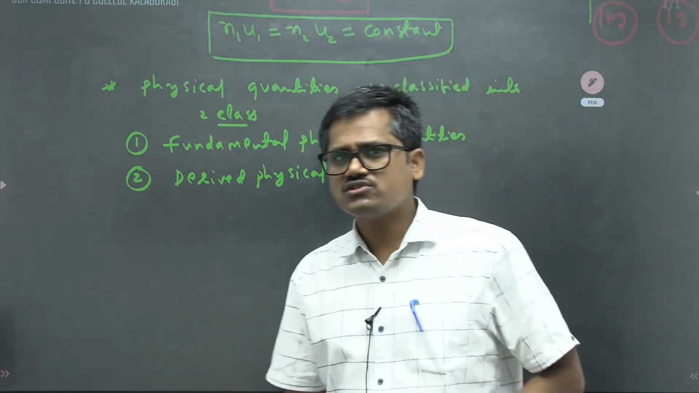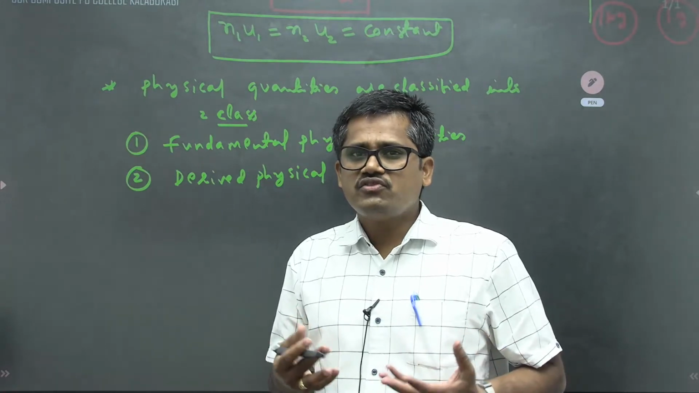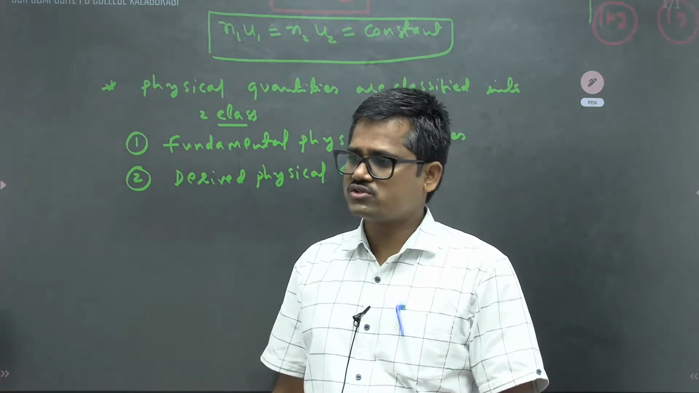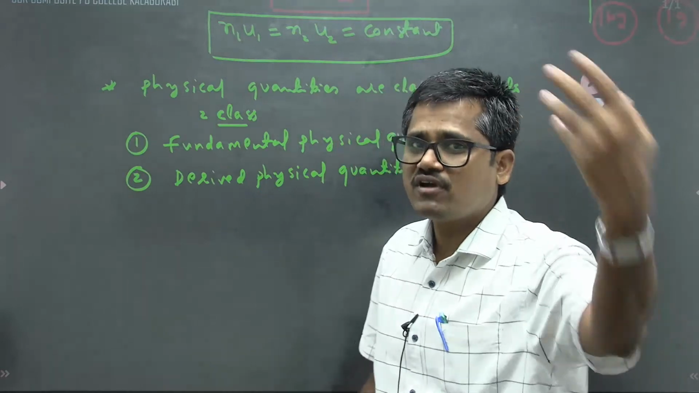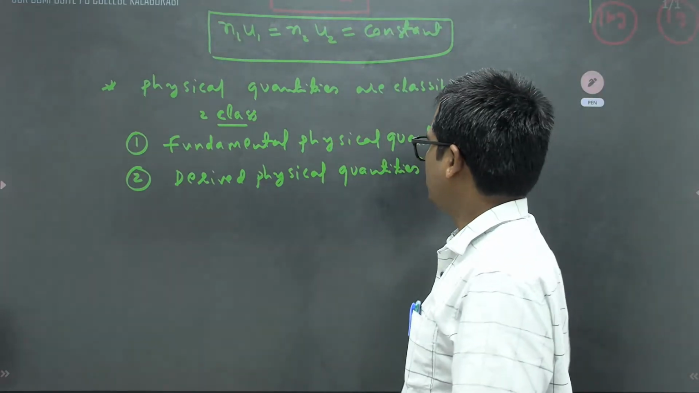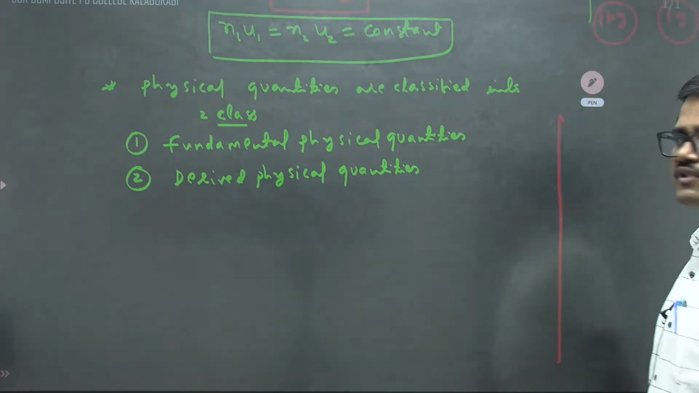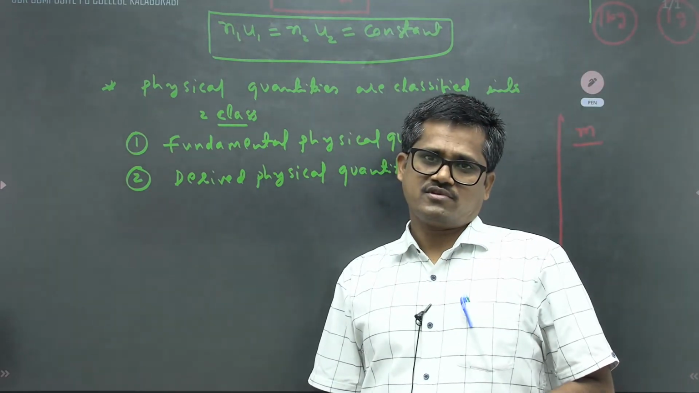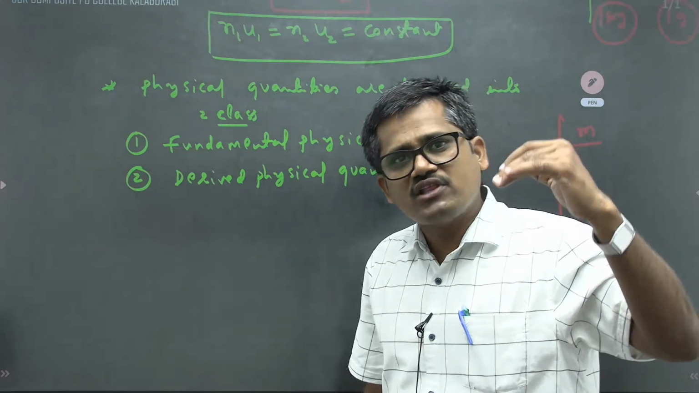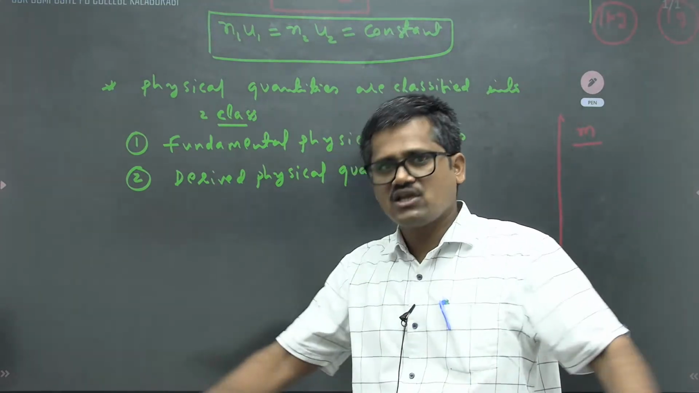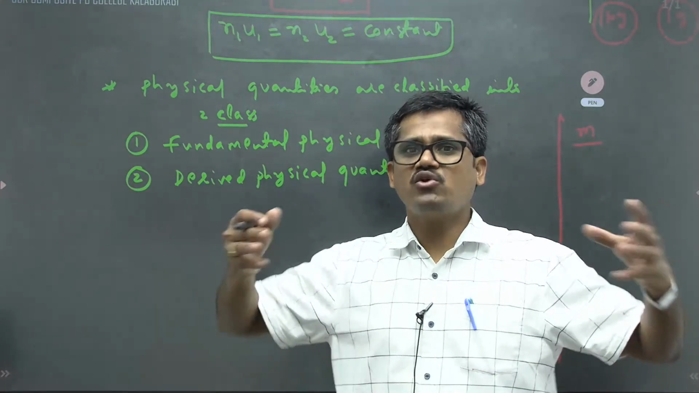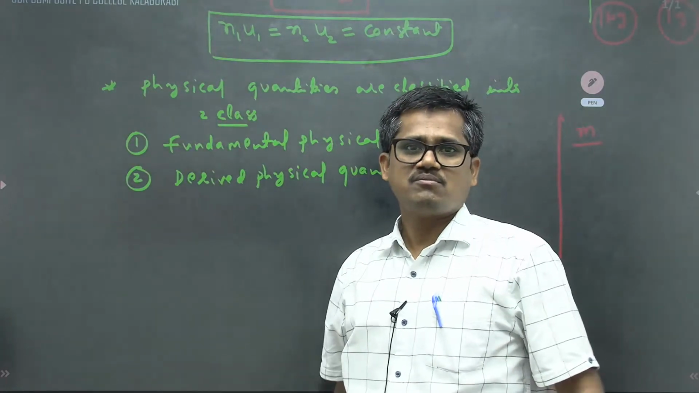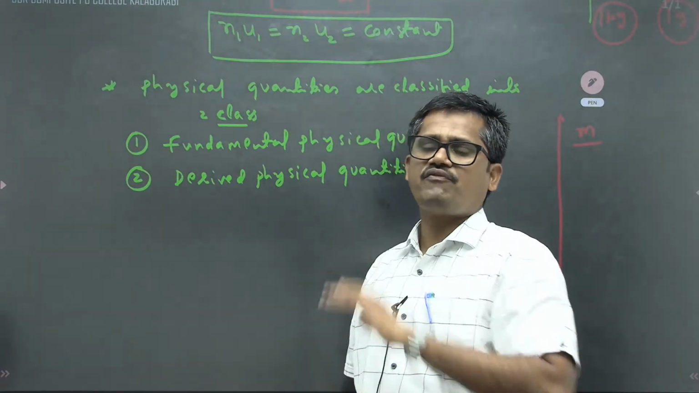Fundamental quantities are those that cannot be expressed in terms of other quantities. For example, suppose you take mass. Mass is fundamental. So that mass you cannot resolve. You cannot write that mass in terms of other. Mass is the basic physical quantity or fundamental quantity.